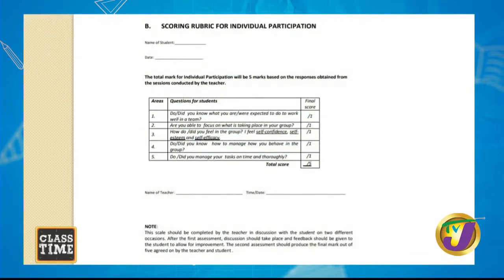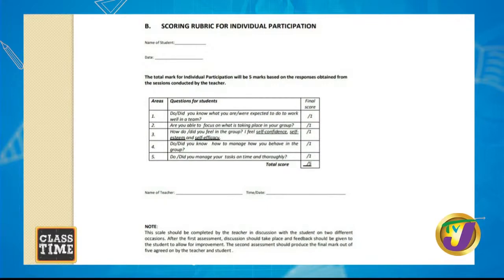So, the individual participation measure. Remember, I mentioned this last week that you're graded on how you work together as a group. Basically, this will be an interview that your teacher will do with you twice. And notice the things that you'll be asked. So get ready to show how these things come out.